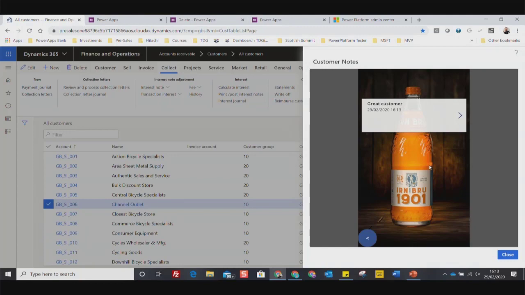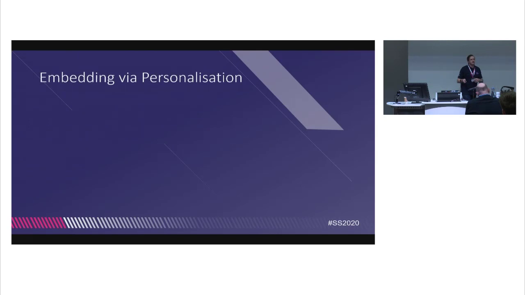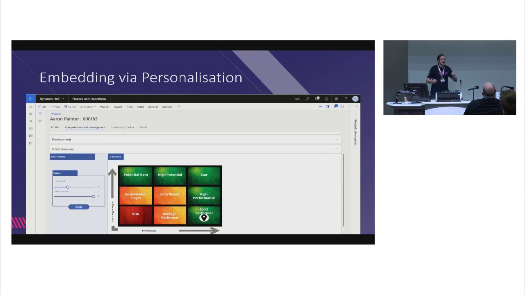Now from that, if we carry on just for a moment longer, we embed via personalization. What you just saw there was actually just a method of personalization. You can embed it in many different ways. You can actually embed it on a fast tab. I love embedding on a fast tab. It looks so much more natural than having a big dialogue box coming across.